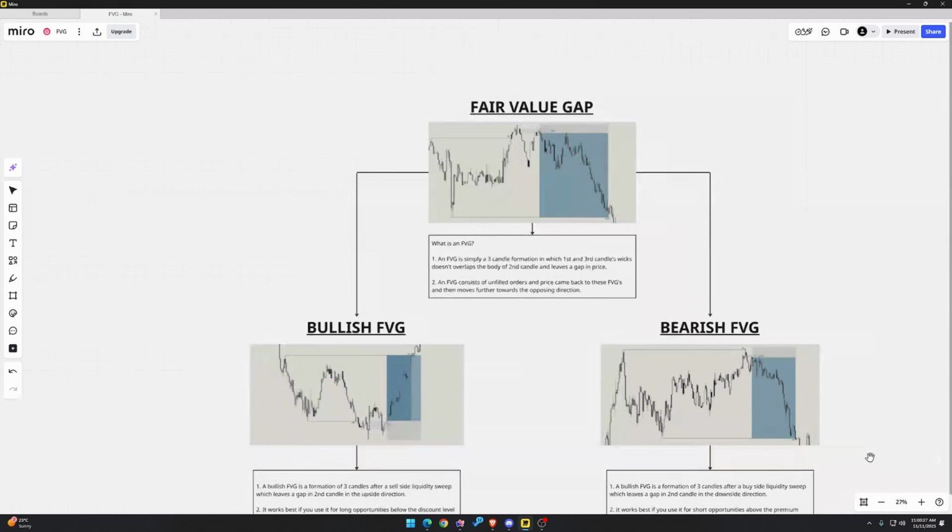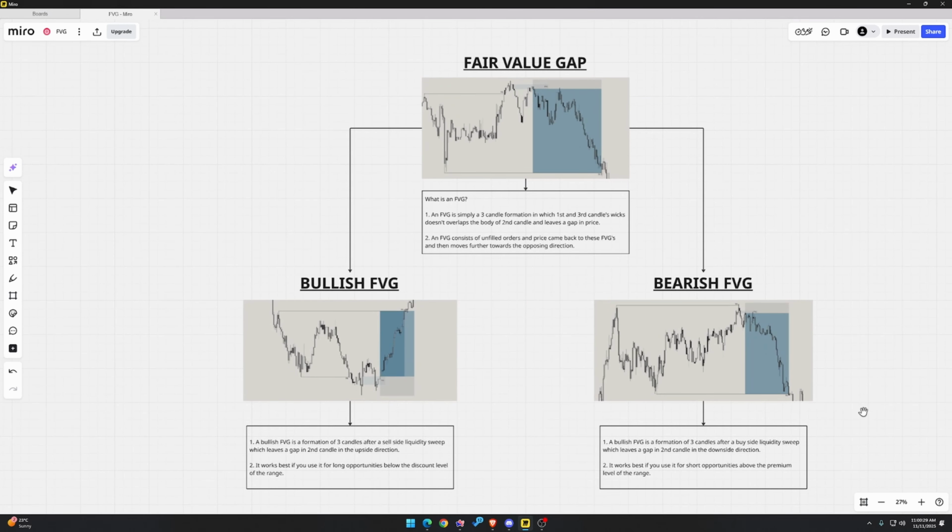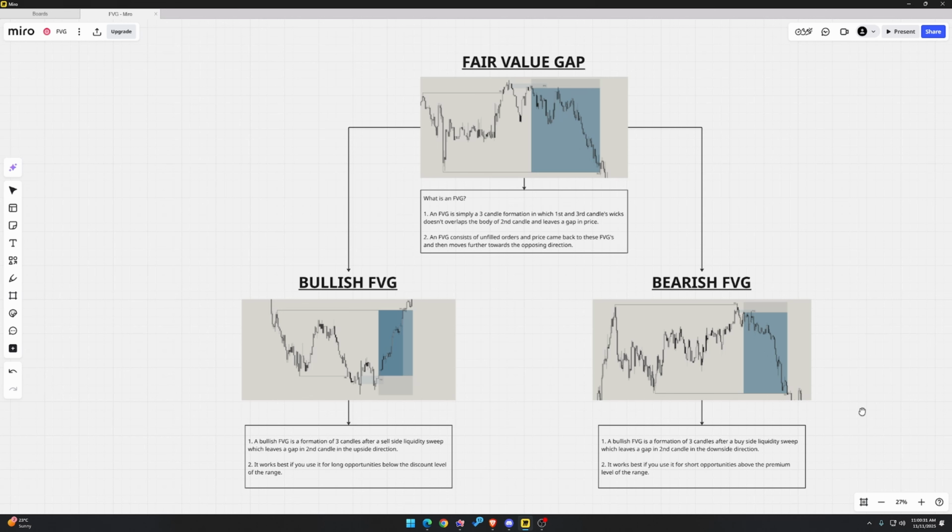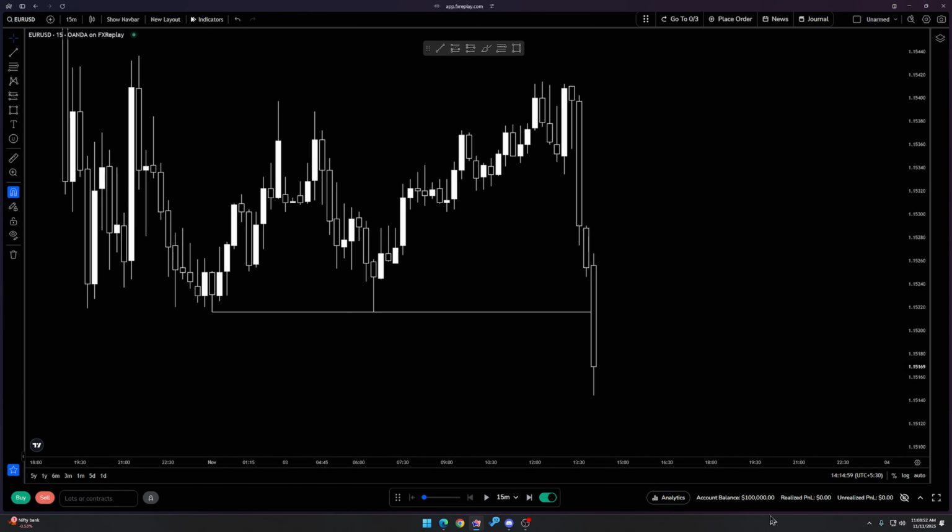So that's the simple breakdown of fair value gaps. Once you start spotting these on your charts, you'll see how powerful they are when combined with liquidity concepts. Let's move to the charts and see some examples based on fair value gaps. Let's look at our first example.